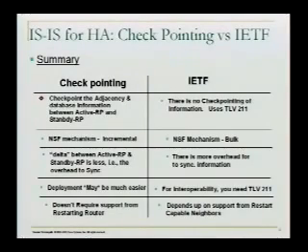And here is a slide which summarizes the differences between the two methods, the checkpointing method and the IETF method. In the checkpointing method, we checkpoint the adjacency and the neighbor information to the standby, which is the secondary RP or route processor. But with the IETF method, it has the TLV-211 method.